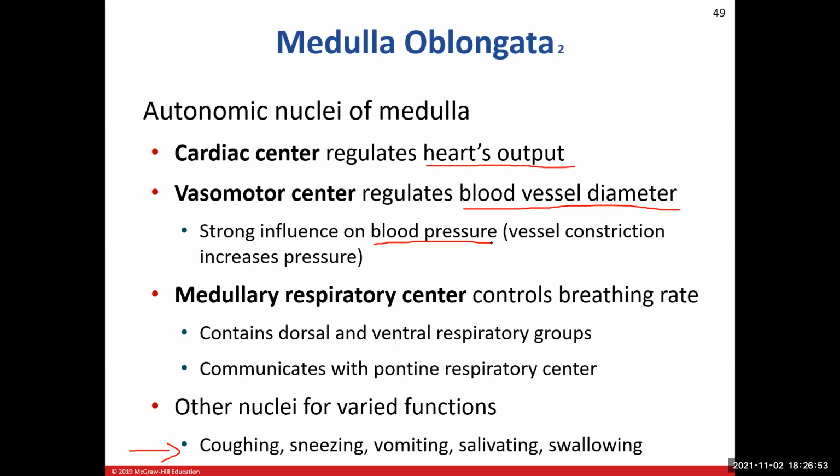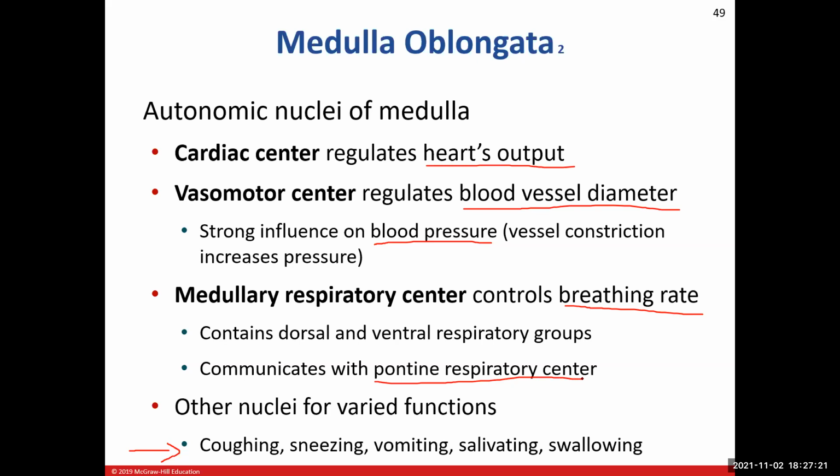Hopefully you'll have me. All right, the medullary respiratory center. This is your primary breathing center. It controls your breathing rate, increases it when you're exercising, decreases it when you're sleeping, for example. So you have these two groups, the dorsal and the ventral group. Again, you'll learn about their roles later on. And then it also will get input from the pontine respiratory center.